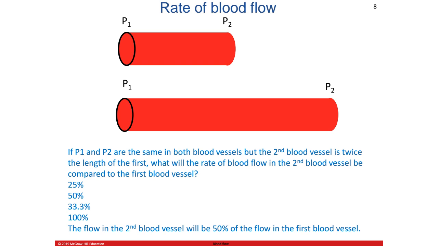The answer is that the flow in the second blood vessel will be 50% of the flow in the first blood vessel. And this seems surprising because all we've done is double the length, but think about the origin of the resistance. The resistance has to do with the interaction between the moving fluid and the stationary walls. And so if you've doubled the distance over which that interaction could occur, then you should double the resistance. So that's in fact exactly what happens. And as we'll see in the next few slides, this is something that's been worked out, and so we have an exact formula.